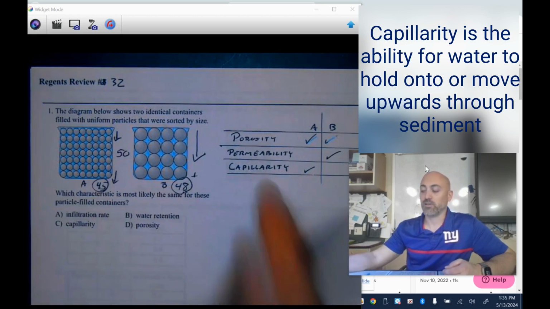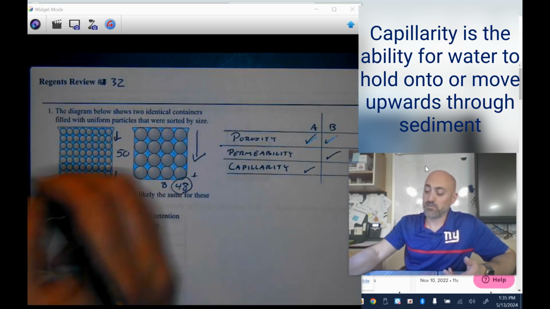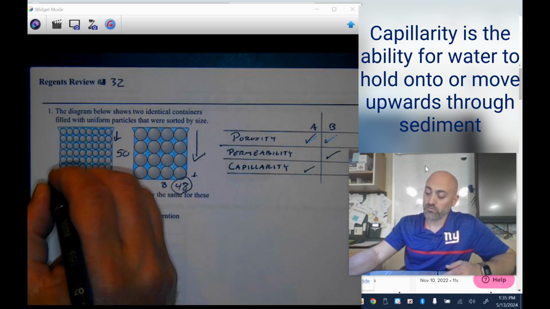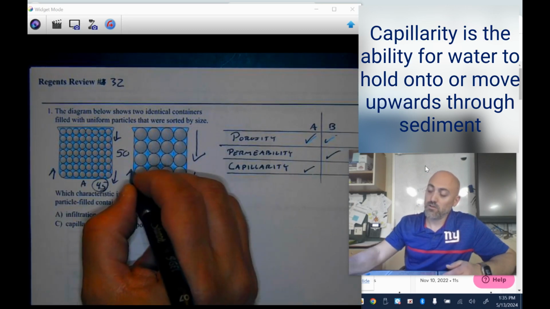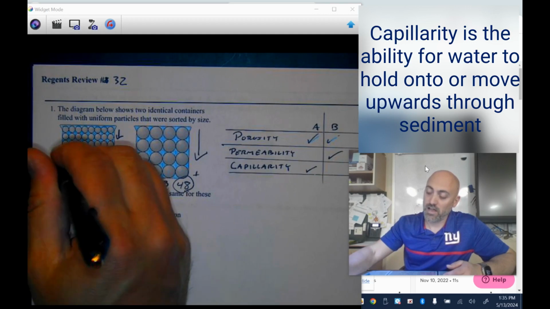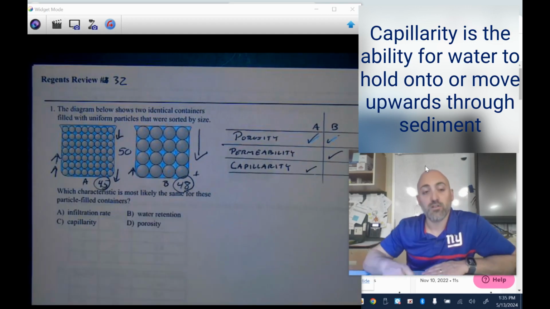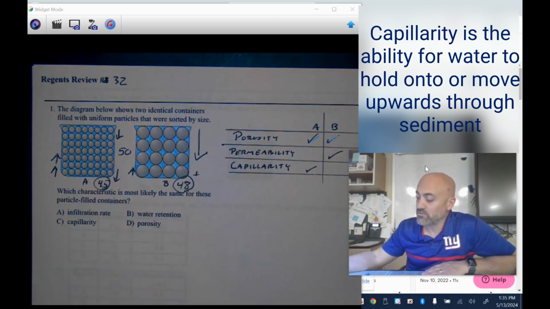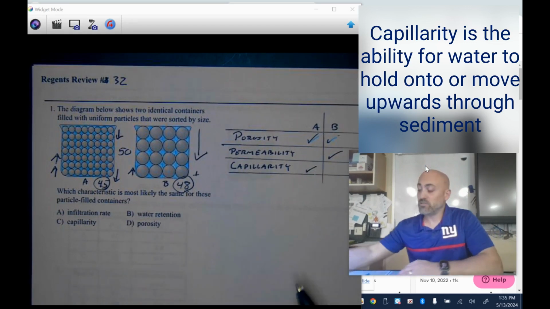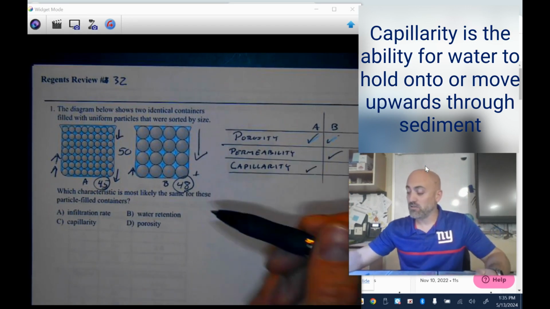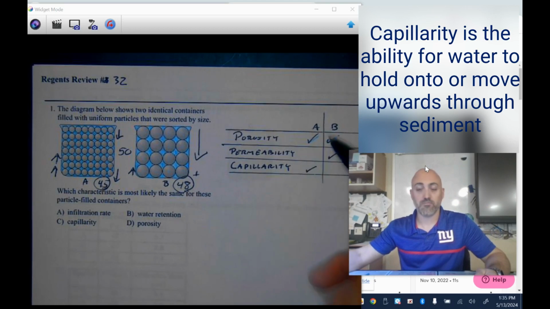That's called capillarity. The opposite happens too. Water can move upwards. That's called capillary action. Water can move upwards in here a lot higher than it can in a bigger particle. So if we were going to answer some of these questions, which characteristic is most likely the same? That's going to be porosity. It's the same for both of those.